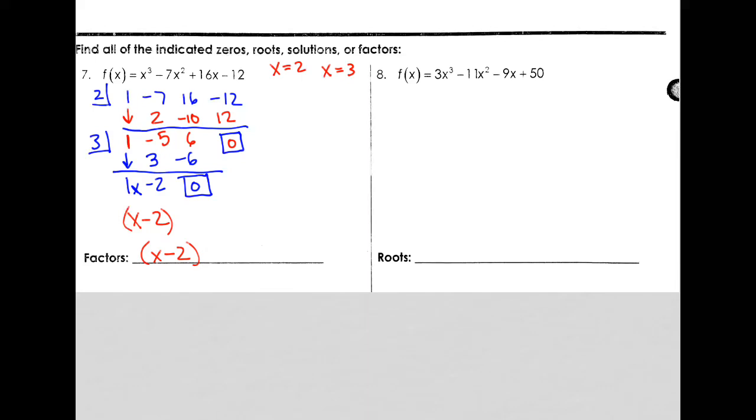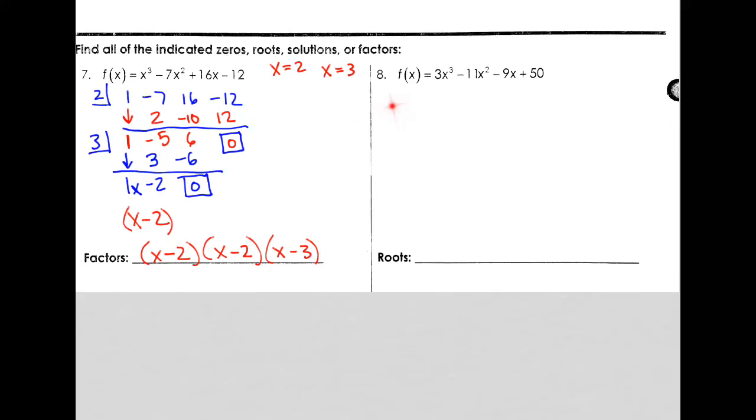You can go up here, and you see right here, we're using these as our factors. So again, put an x in front of that, change the sign. That will become another x minus 2, and then use the same thing for x equals 3. That becomes x minus 3, and those are your factors.